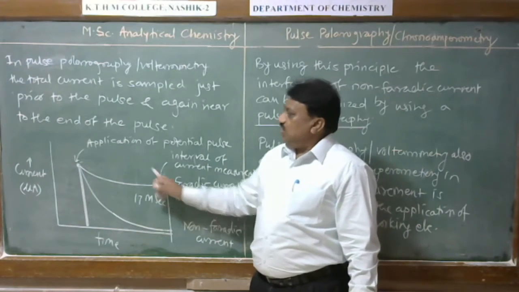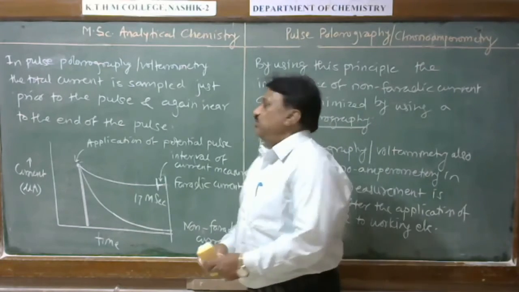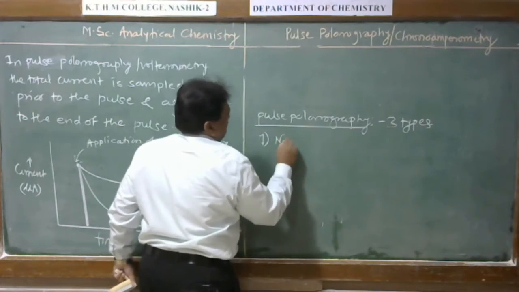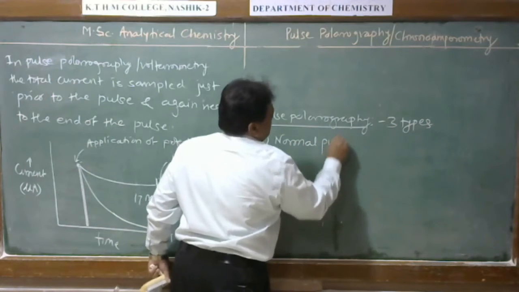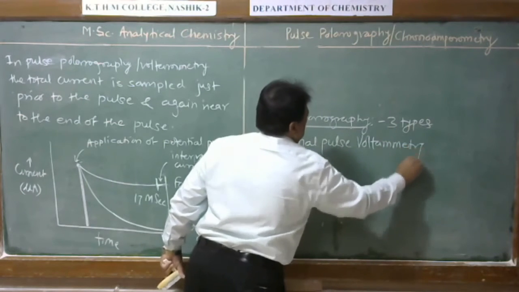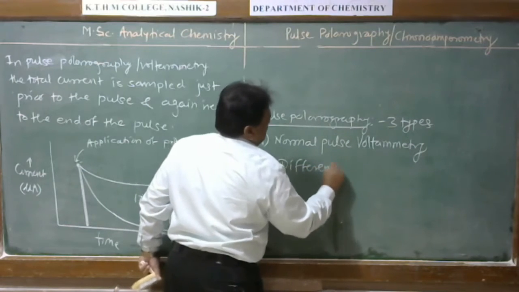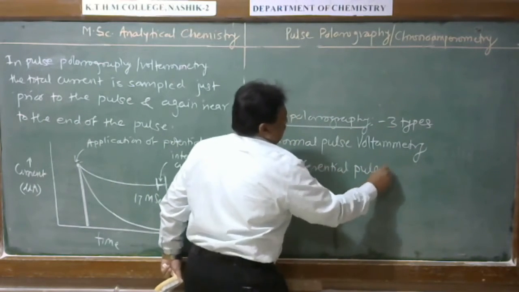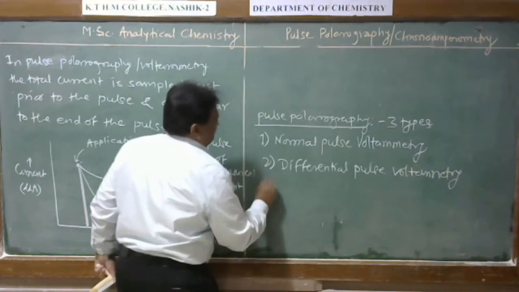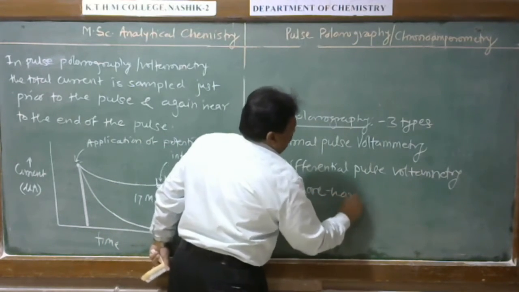On the basis of this application of potential pulse, the pulse voltammetry or pulse polarography are of three types. First one is normal pulse voltammetry or polarography. Second one is differential pulse voltammetry. And number 3 is square wave voltammetry.